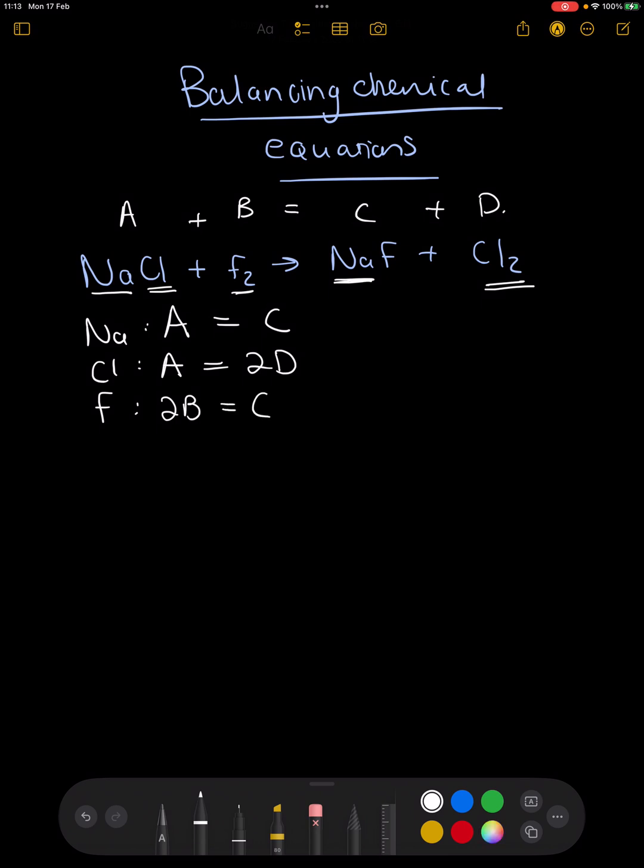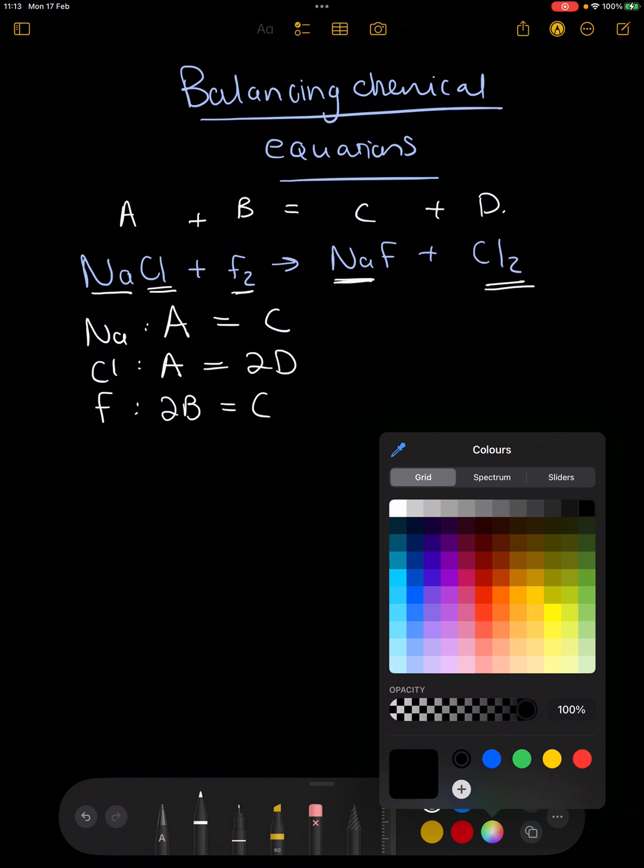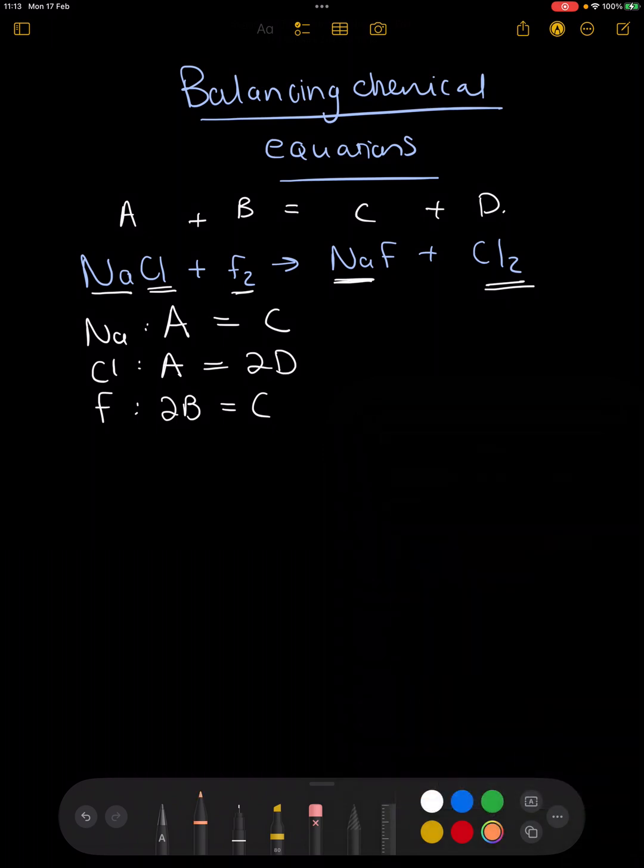So my next step is to write all the different letters, so A, B, C, and D. And I have to pick one that I want to make one so that I can sub back in. So I always go for the one that's got the highest coefficient and the least amount of variables. So in this case, I can either go with D or I can go with B. I'm going to make D equal to 1.